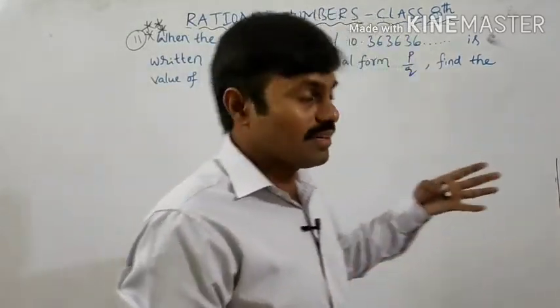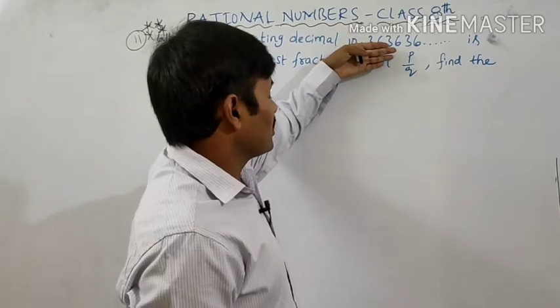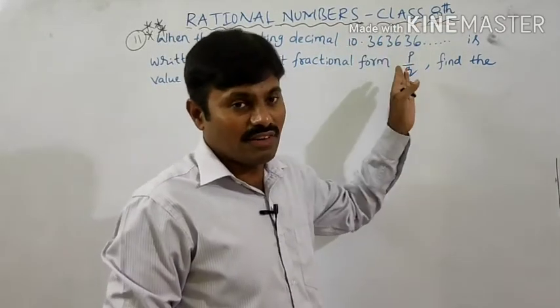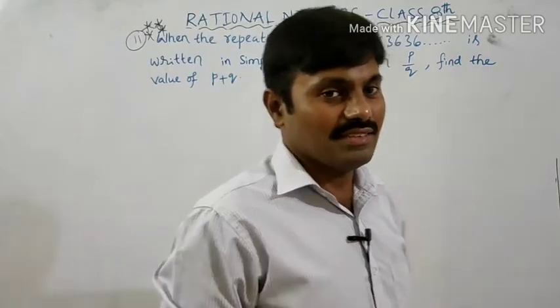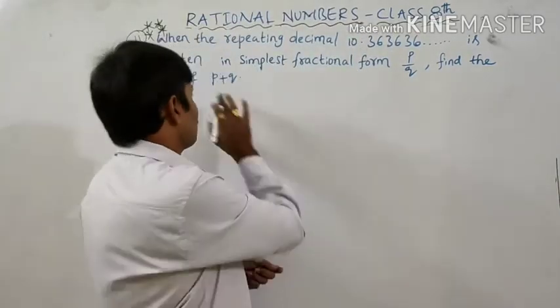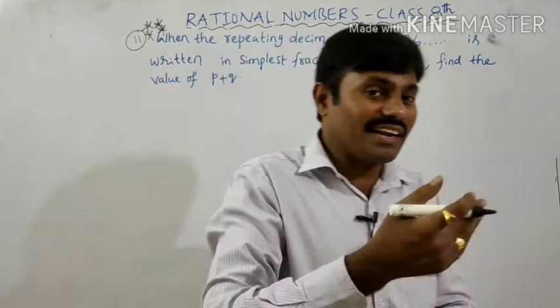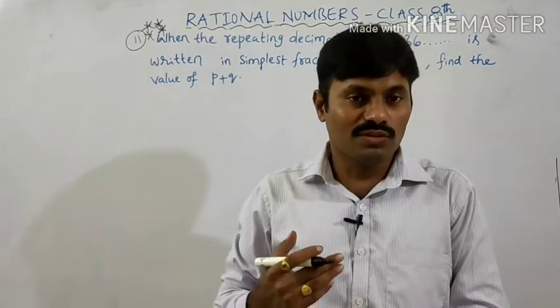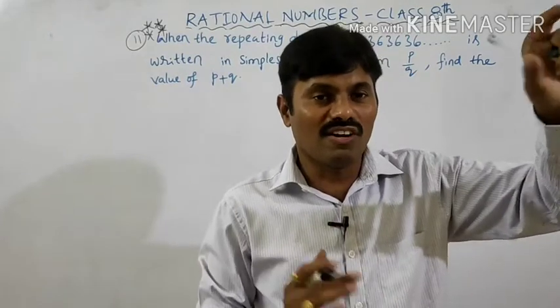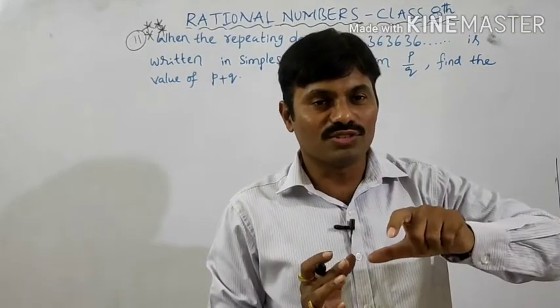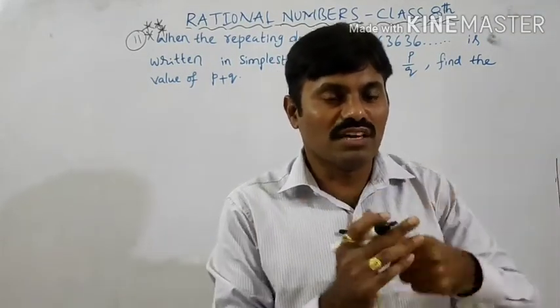So we are going to write a non-terminating repeating decimal in the form of p by q, as we did in the second problem in the same exercise. Same model, but they asked us to find the p plus q value. After writing in the form of p by q, where p is the numerator and q is the denominator, we have to add those two values. So p plus q is the final answer.